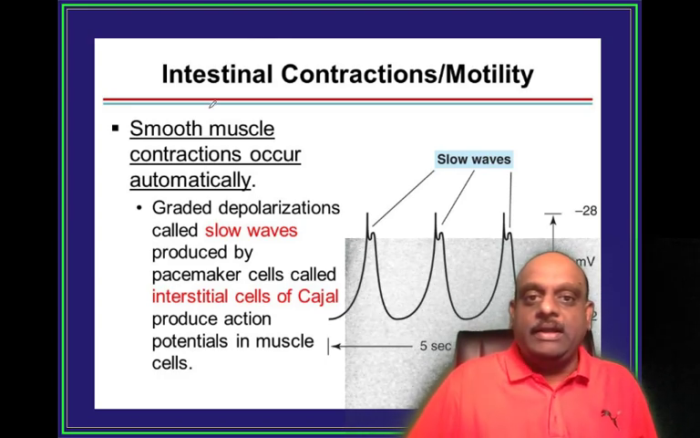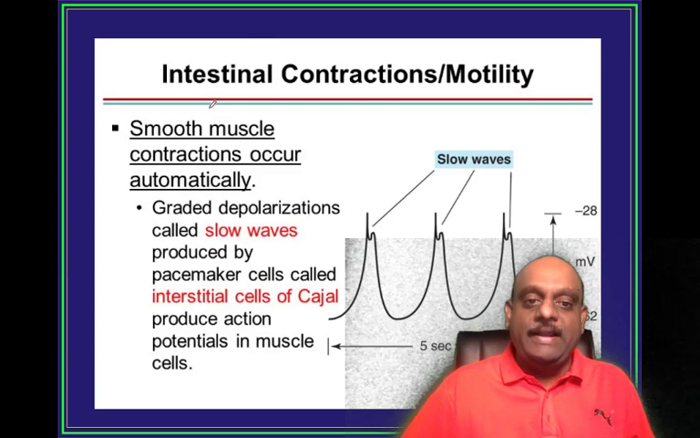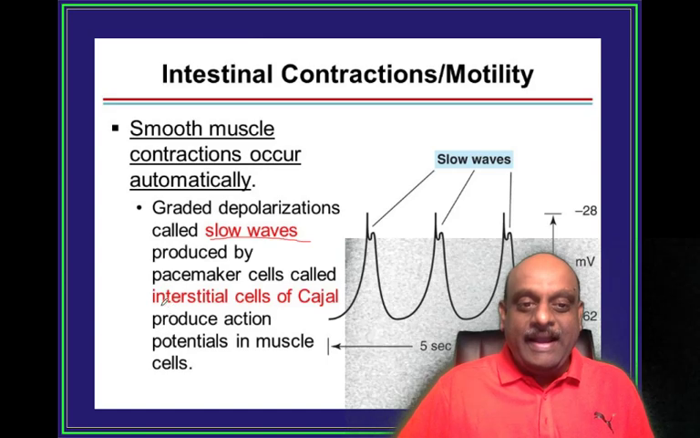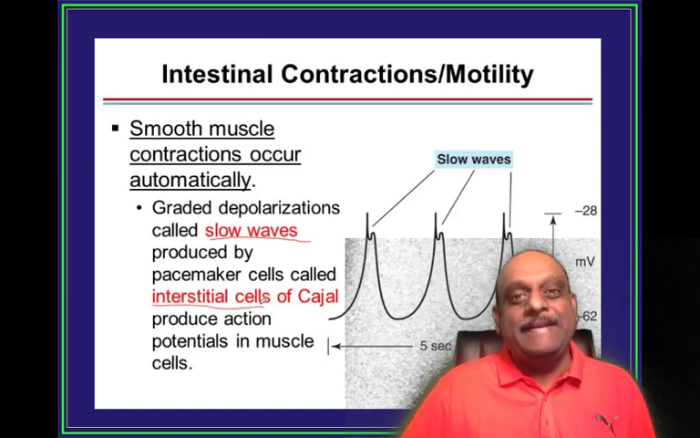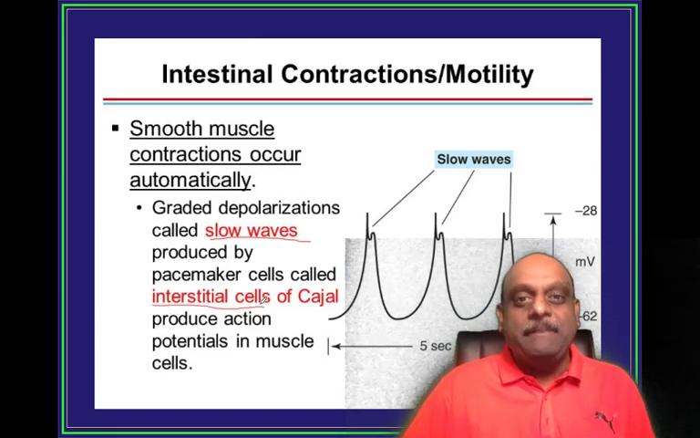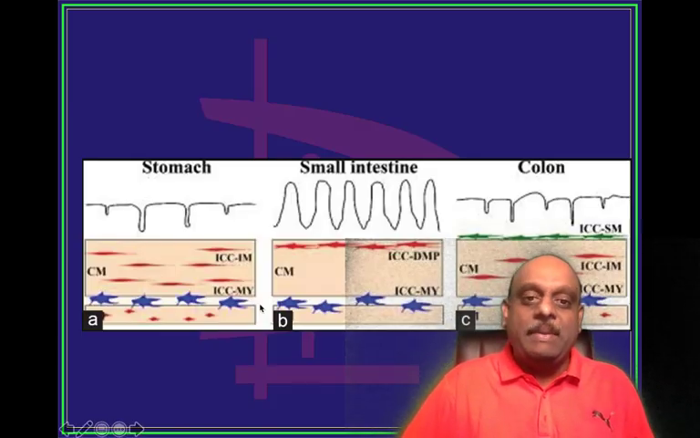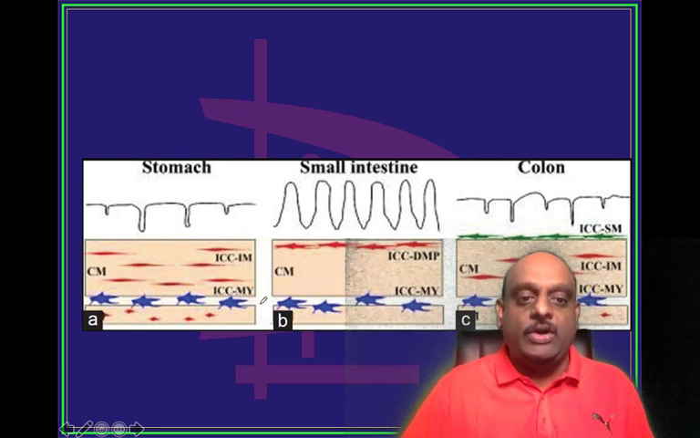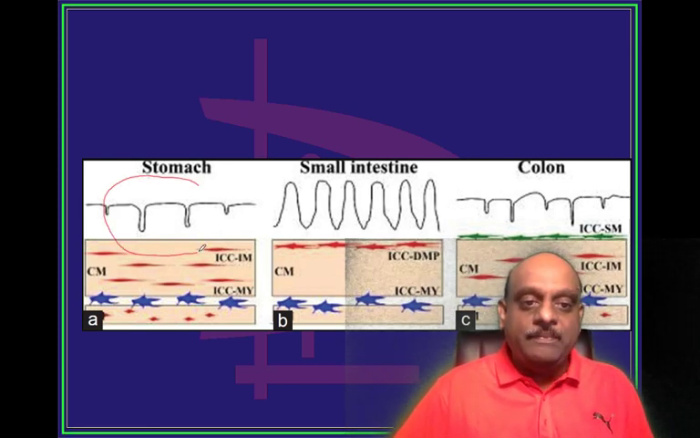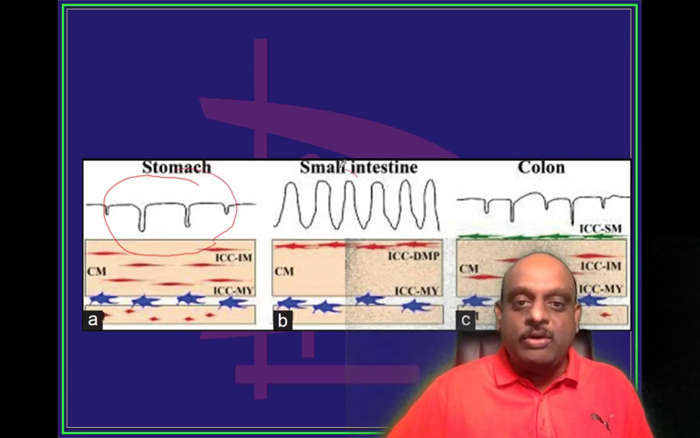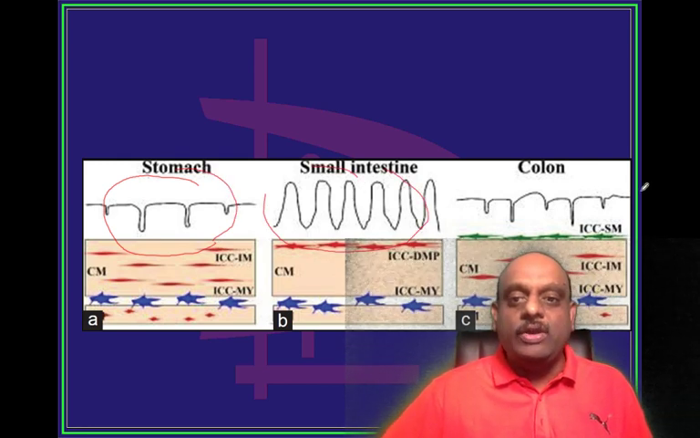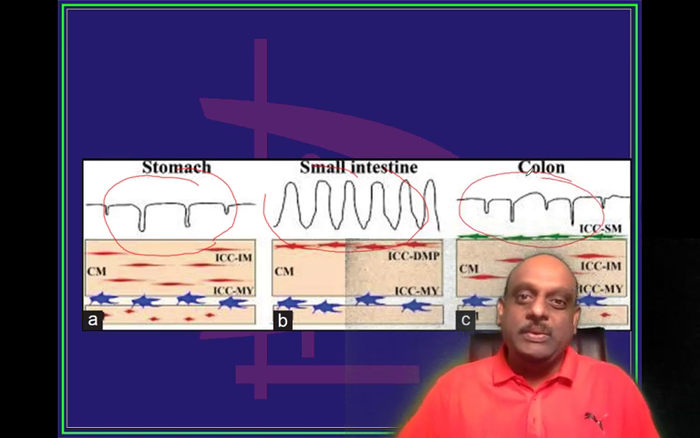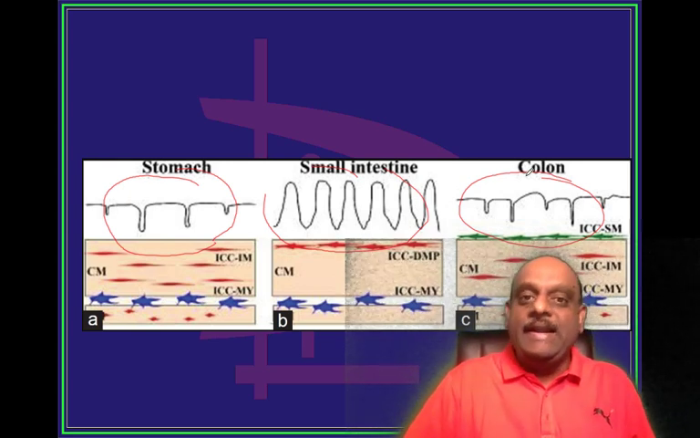So if you take the intestinal contractions and motility, there are the slow waves which are being generated, and it is the interstitial cells of Cajal which are called as the pacemaker cells is what you need to remember. If you look at the stomach, small intestine and colon, typically the waves generated in stomach will have this morphology. In the small intestine, this is the morphology called the slow waves, and the morphology in the colon, which you should be in a position to recognize and identify.